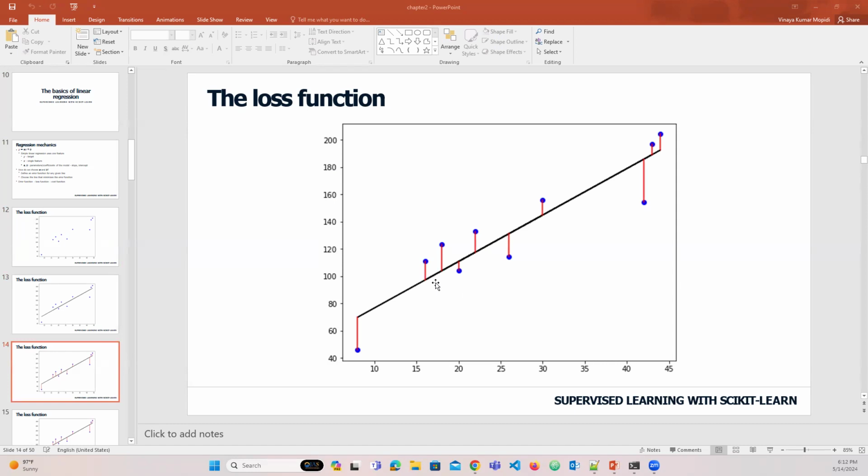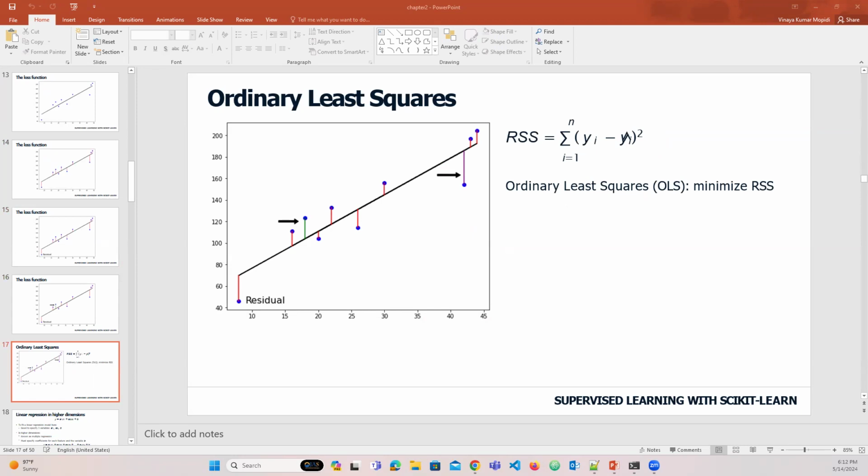We could try to minimize the sum of residuals, but then each positive residual would cancel out each negative residual. To avoid this, we square the residuals and add them all up. We calculate the residual sum of squares, or RSS. This type of linear regression is also called ordinary least squares, or OLS, where we aim to minimize the RSS.